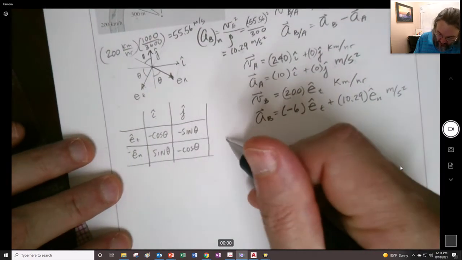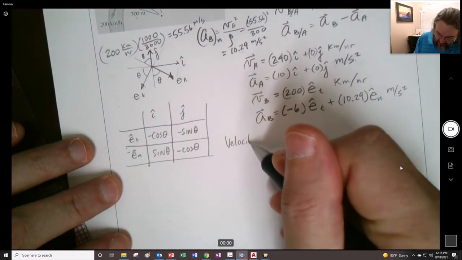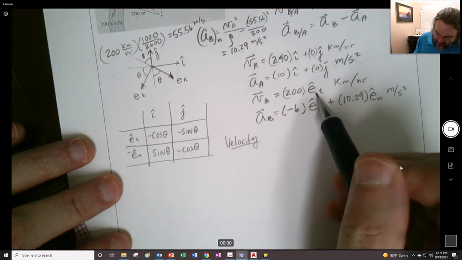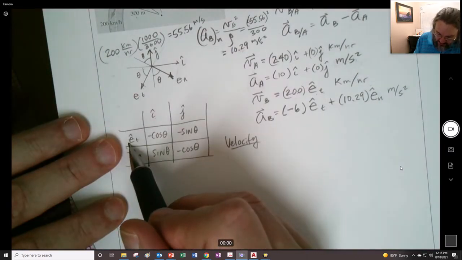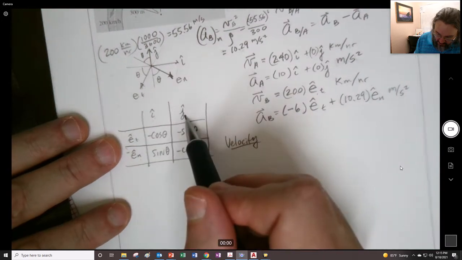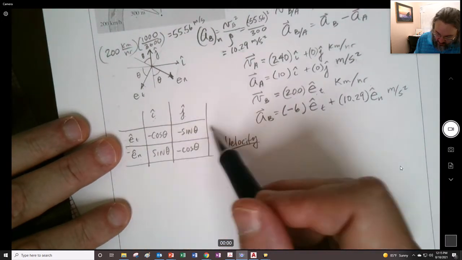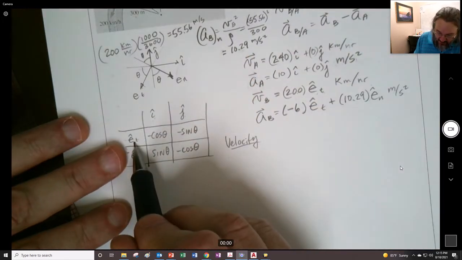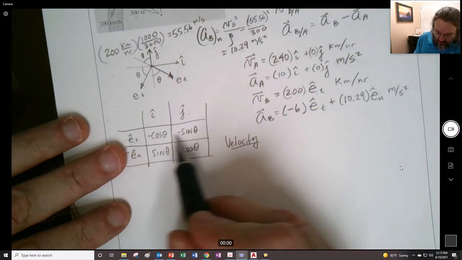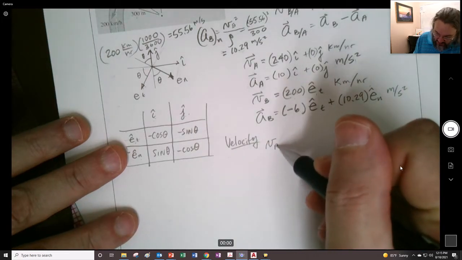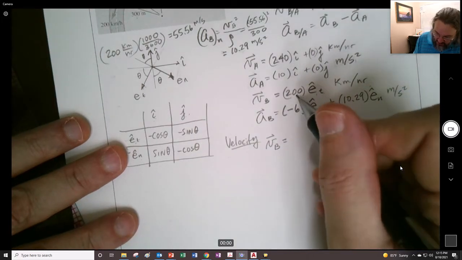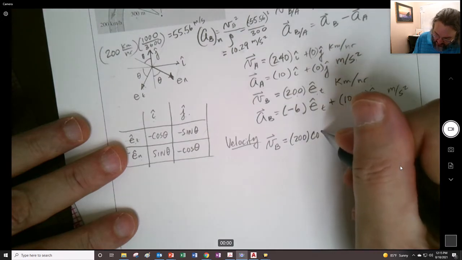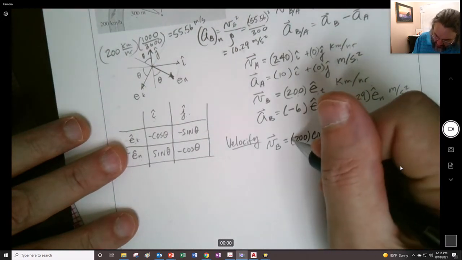So for the velocity, let's do the velocity transformation first. All we have for B is this in the tangential direction. So it's in the tangential direction and we want it in the I and the J, we go by rows, right? But previously when we did the transformation, we went by columns. But here we have ET and we want I and J, so we're going that way right there. So the velocity of B is going to be equal to 200 times the cosine, let's say that's going to be negative right there, right?